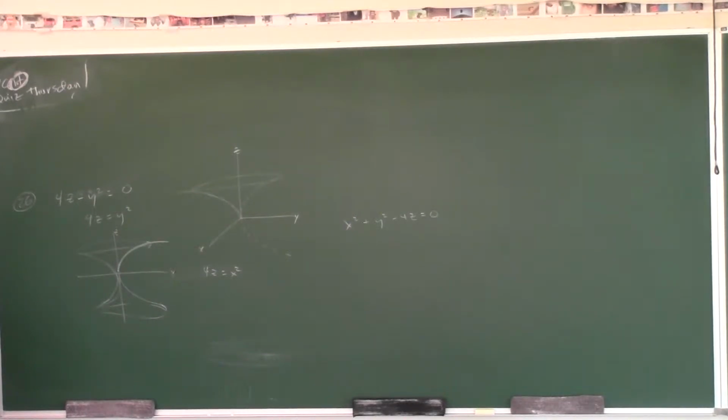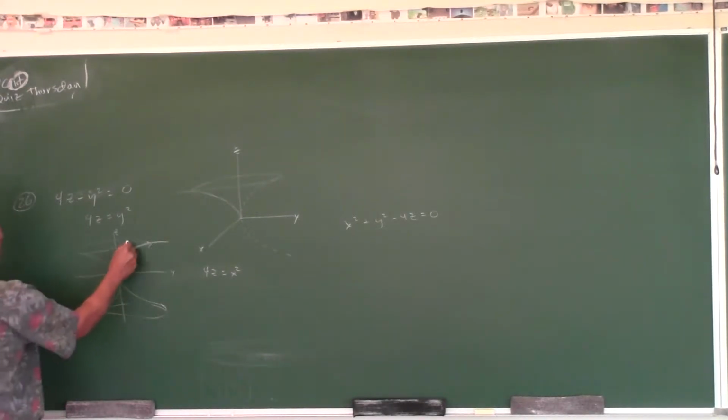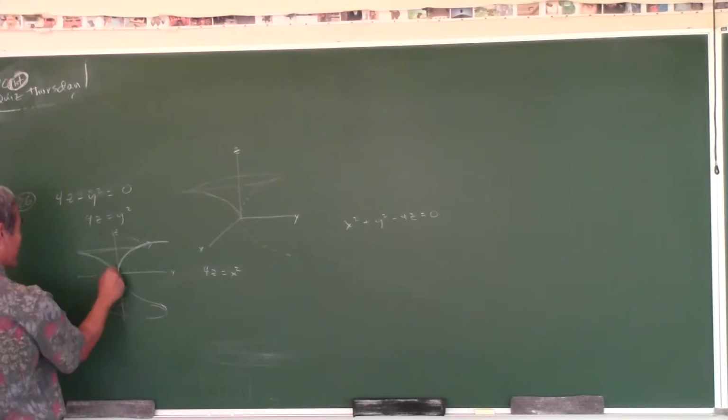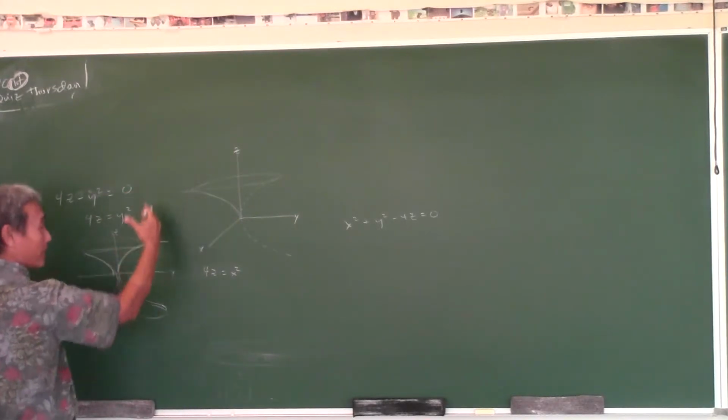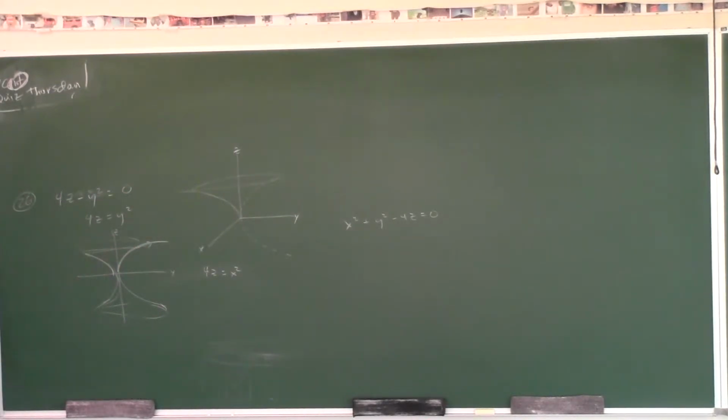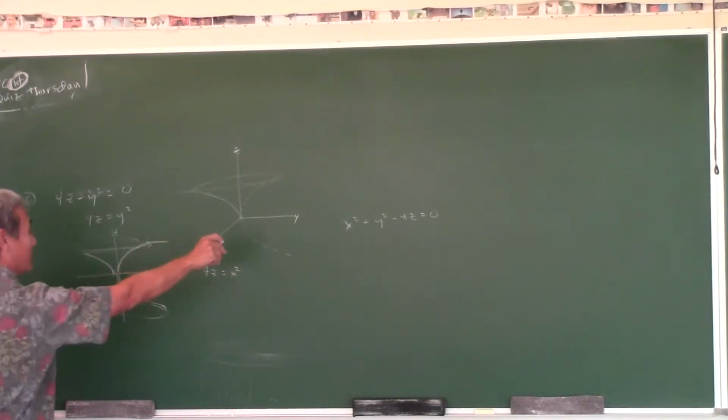I think that's correct. So then when you revolve it around the z-axis, you're going to get this. And that's not a parabola. A paraboloid will go like this, will go that way. Right? So that's not the right answer because that's a parabola.